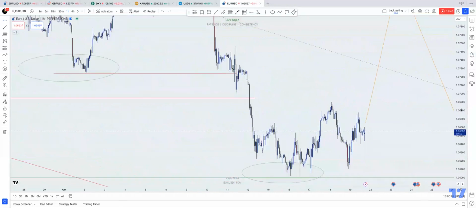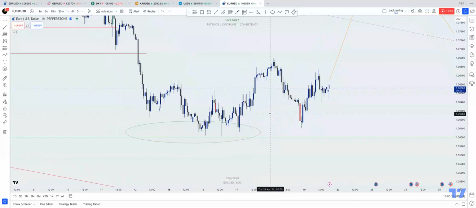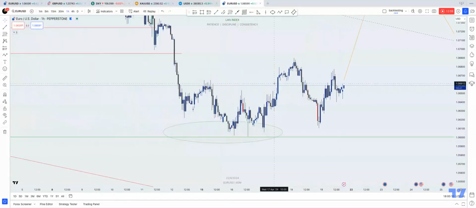Now let's look at price from here, right? We're on the 1 hour. We didn't even have to go on the 4 hour, but I'll go back there. Let's try and get our setup here. We know we're buying.